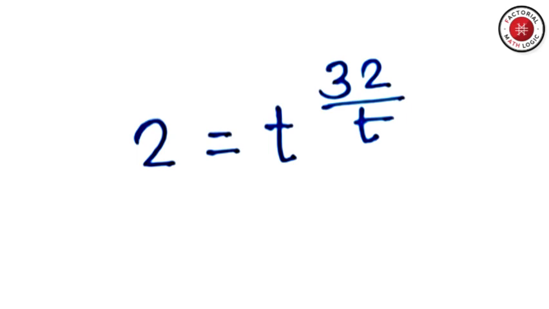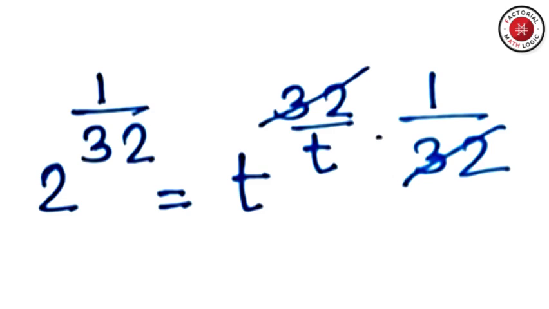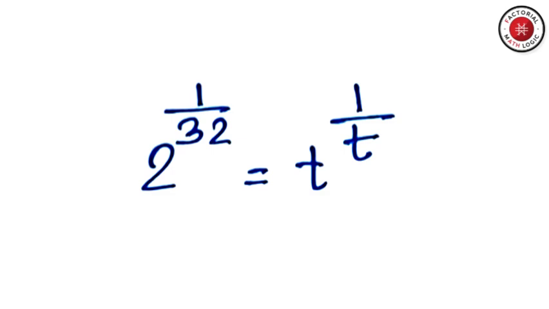To simplify further, I'll again take both sides to the power of 1 over 32. That gives 2 to the power of 1 over 32 equals t to the power of 32 over t times 1 over 32. The 32 cancels out, leaving us with 2 to the power of 1 over 32 equals t to the power of 1 over t. Now we have a clean and simple equation. 2 to the power of 1 over 32 equals t to the power of 1 over t.